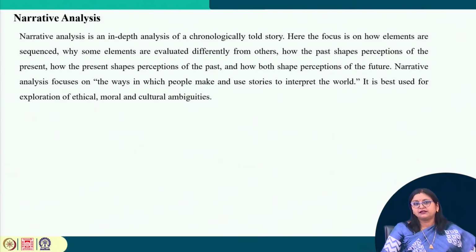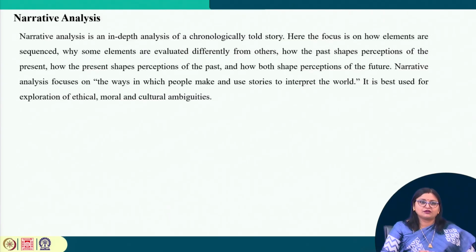Narrative analysis is an in-depth analysis of a chronologically told story. So, I have taken the example of Dhurandhar, that is why it is also telling the story from chapter 1 to chapter 10, if you have seen the movie. So, here the focus is on how elements are sequenced, why some elements are evaluated differently from the others, and how the past shapes perceptions of the present, and how the present shapes perception of the past, and how both shape perception of the future. So, narrative analysis focuses on the ways in which people make and use stories to interpret the world.